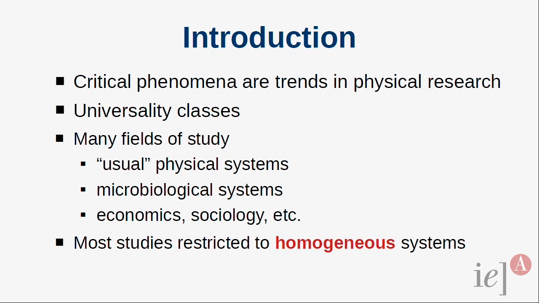And of course, they can be in many different fields. So we have the usual physical systems, biological systems, as I just showed you. But even in economics and sociology, you can have phenomena that can be described by the critical phenomena approach. But the thing is, most of the studies, as I just told you, are restricted to homogeneous systems, because it's easy, of course, to work with homogeneous systems. But the idea here is to break those shackles and go to non-homogeneous systems.